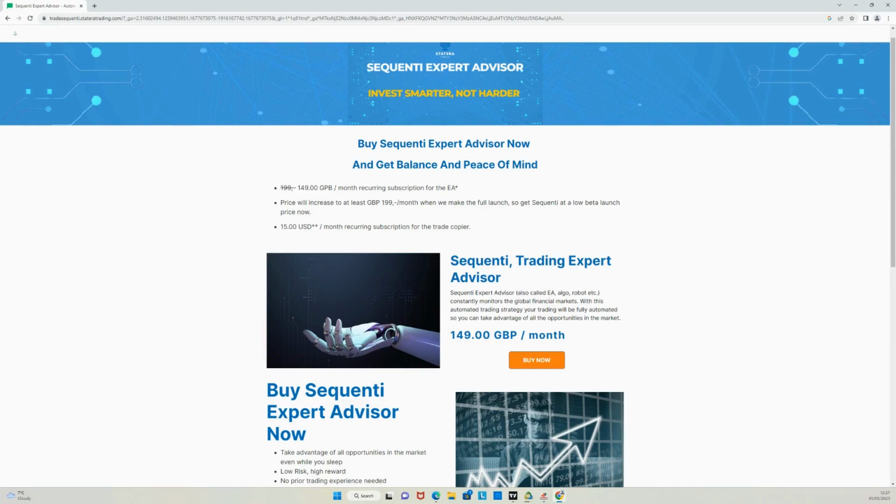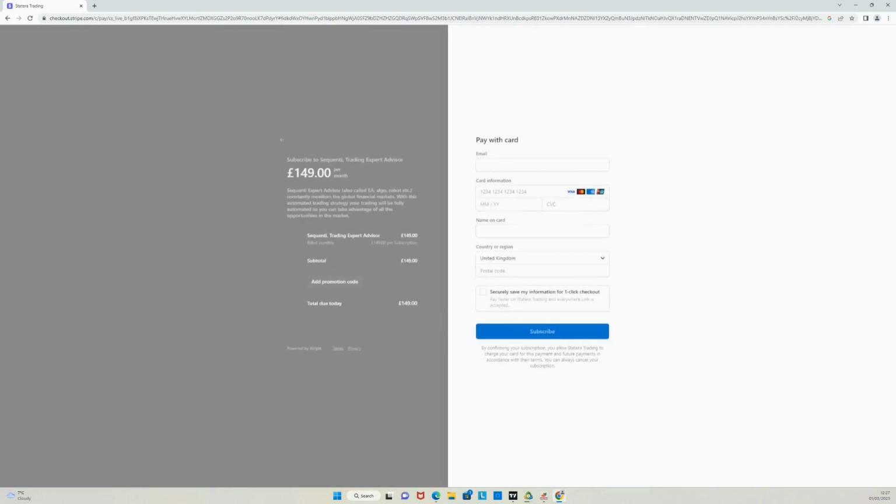So if you are interested, you simply press this Buy Now button, and it will take you to the payment processor. After you've filled in your details and paid for it, you will then receive a welcome email with further instructions on what to do next.